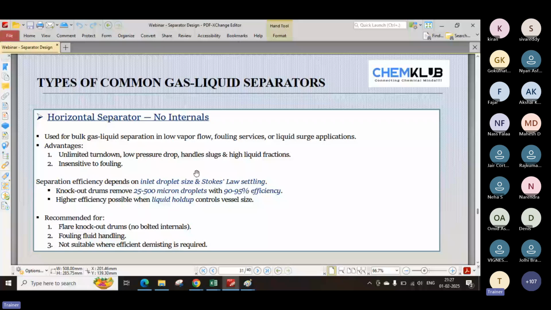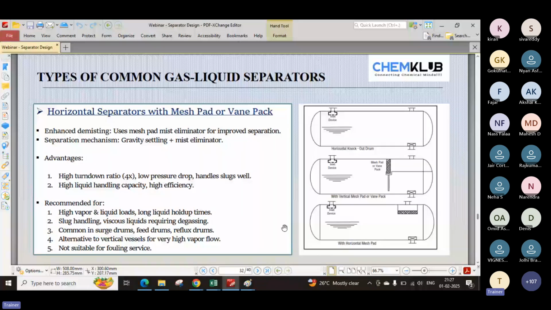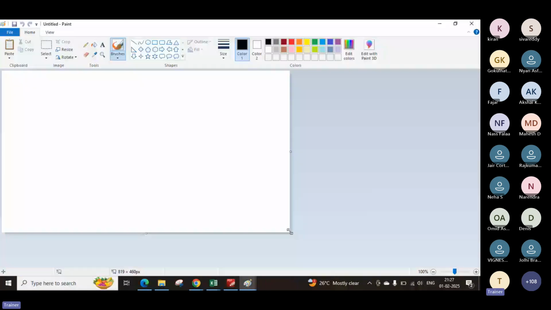When we talk about horizontal liquid separators, we can use the mesh pad or the vane pack in the same way as well. At the same time, when we talk about horizontal separators, there are some internal mediums that we use. I'll just tell you.